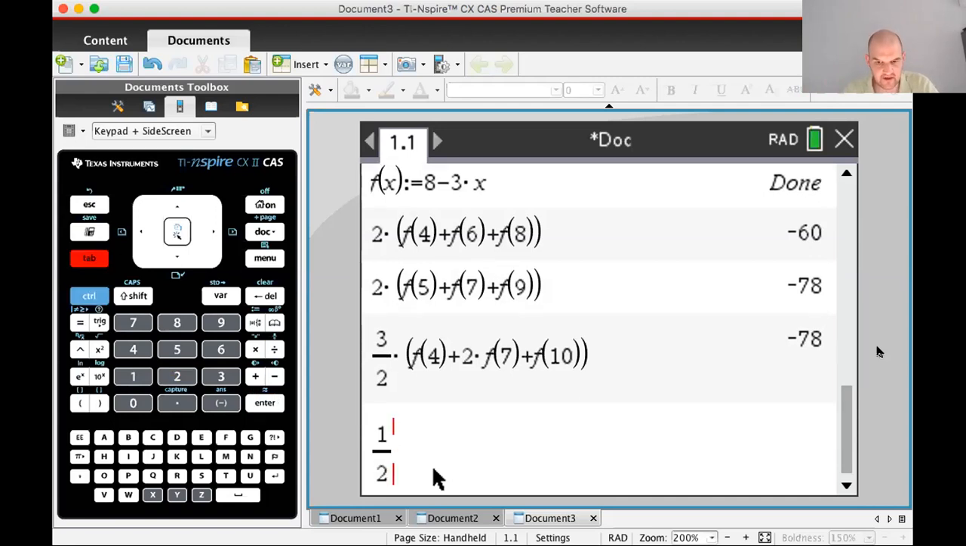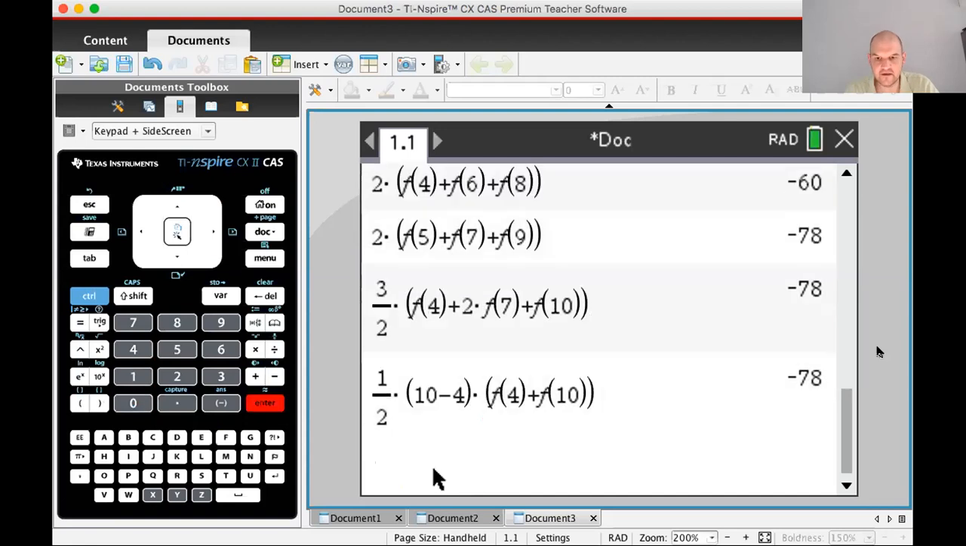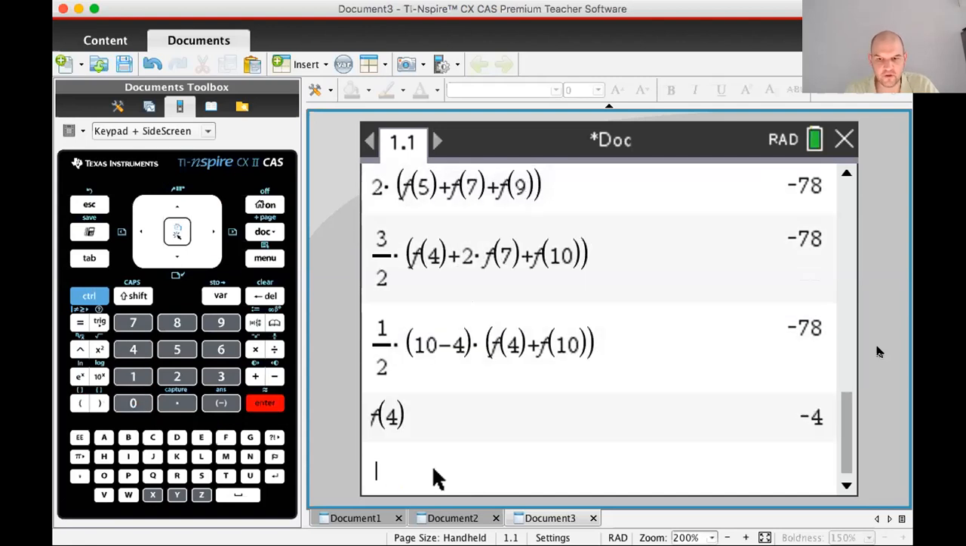1/2. And then 10 minus 4. And then f of 4. Oh, yeah, I might have gotten one of those wrong. Plus f of 10. Okay, what is f of 4? Negative 4. That's why. Jeez.